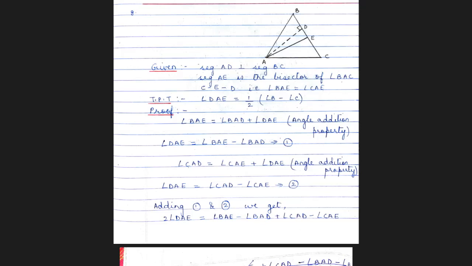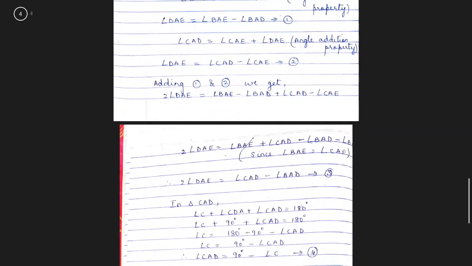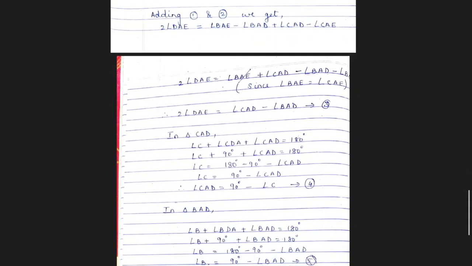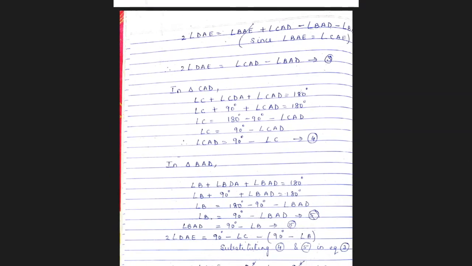Look at what is given to you. Angle BAE and angle CAE are equal because AE is the bisector. So in this equation that we have got, you can actually, in place of CAE, write angle BAE and cancel both of them because they are one and the same. This is what is done in the next step. Twice angle DAE is equal to angle CAD minus angle BAD. That's equation number 3 after the cancellation.